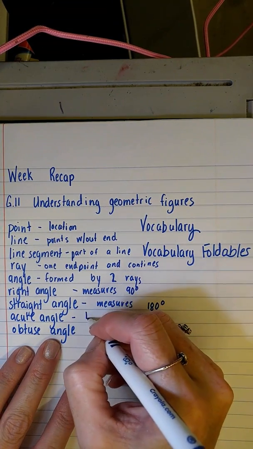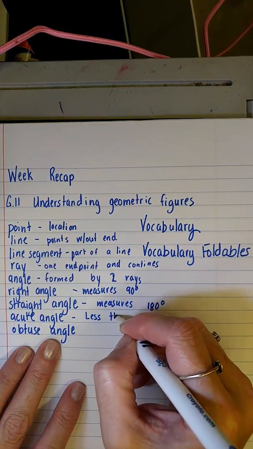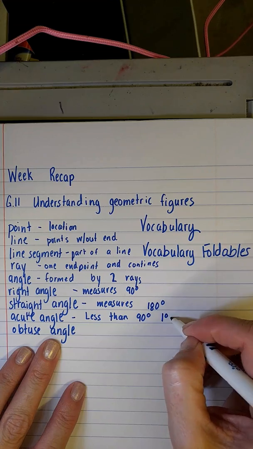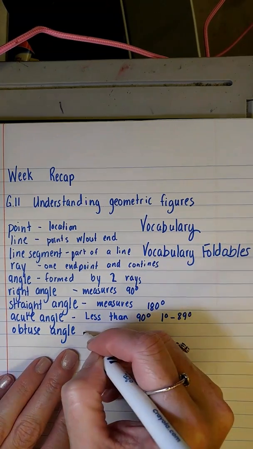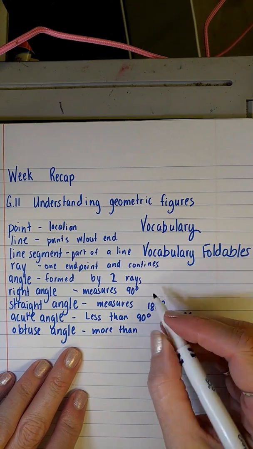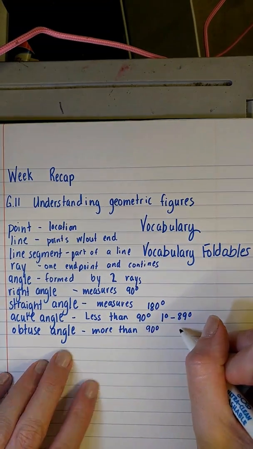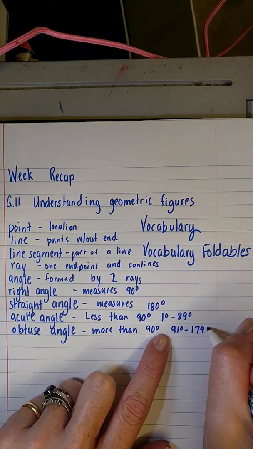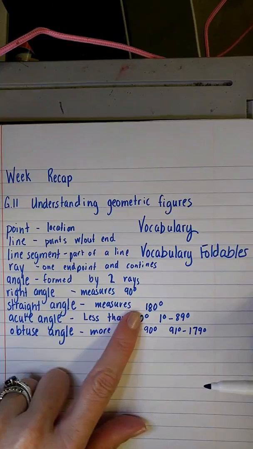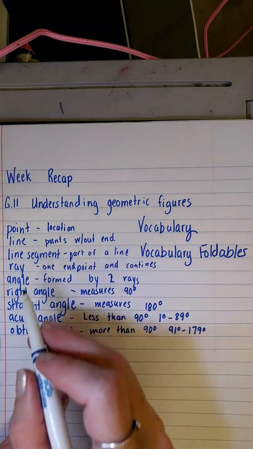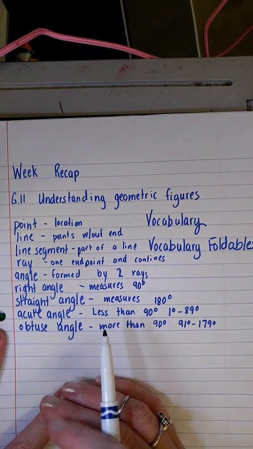Acute angle is less than 90 degrees, which can range anywhere from 1 degree to 89 degrees, and an obtuse angle is more than 90 degrees, which is 91 degrees to 179 degrees. After 179, it goes to a straight angle, and then after that, it goes to a different type of angle, which isn't required learning for 4th grade. So they have to be able to identify these objects.